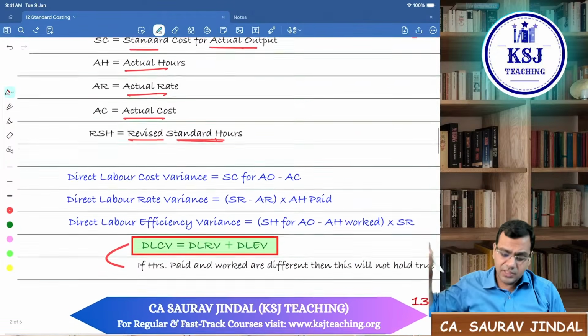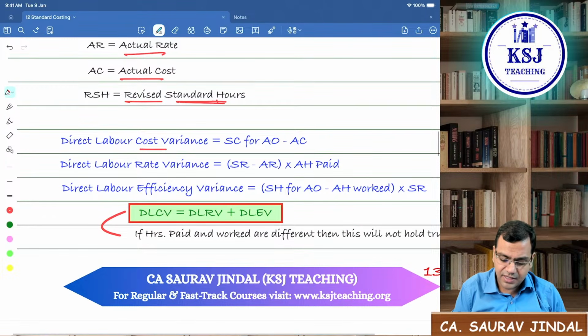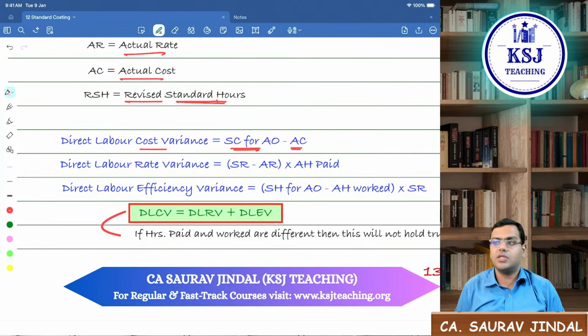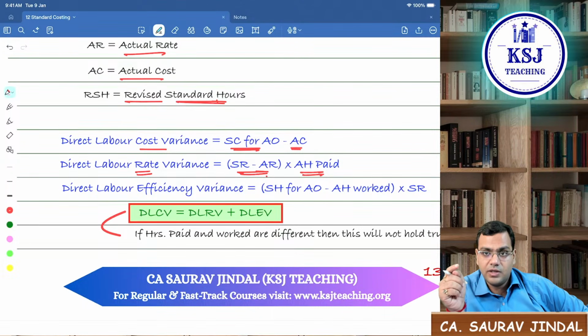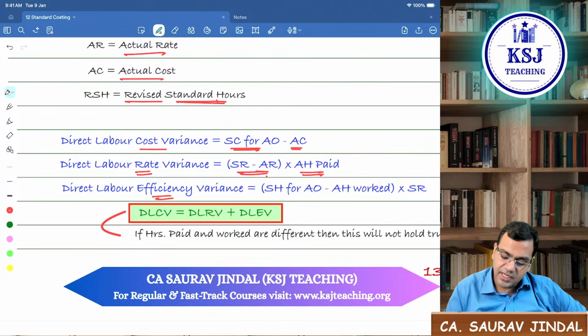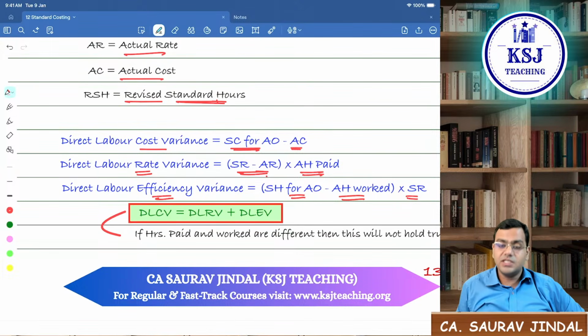On the same lines, we have the direct labor cost variance, that is standard cost for actual output minus actual cost. Again, we will keep the standard cost upfront because standard cost should be more than the actual cost. Then labor rate variance, for the actual hours paid: what is the difference because of the rate that is being given, standard rate minus actual rate. Clear? Then efficiency variance is standard hours for actual output minus actual hours worked, into standard rate. Efficiency shows what is the number of hours you have planned for and what he has actually worked.